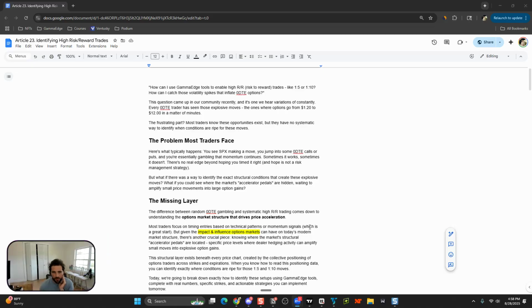And the reason that we're talking about this is because in our community, someone asked, how can I use GammaEdge tools to enable high risk reward trades like 1 to 5, 1 to 10? How can I catch those volatility spikes that inflate 0DT options?